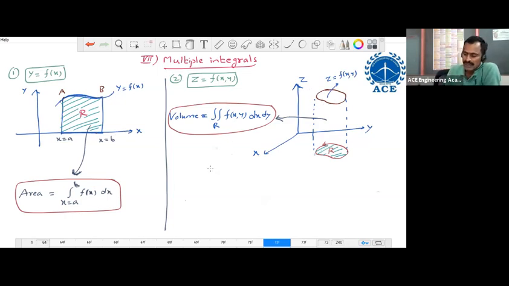Now we extend this from two variables to three variables. That will give the triple integral only. This is the single integral, this is the double integral, and then we have the triple integral only.